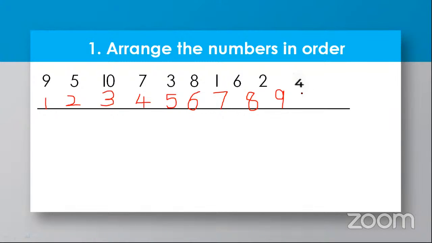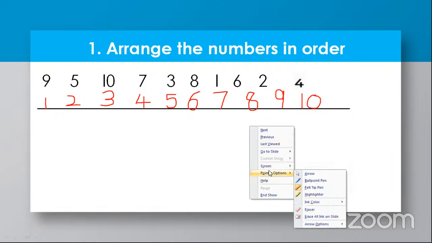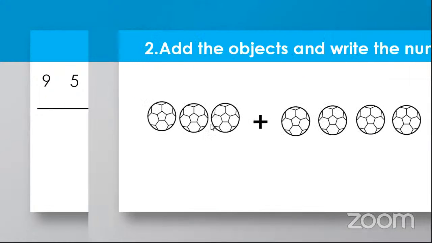And how do we write 10? We write 1 together with 0. So that's how we arrange the numbers in order. And the order of numbers is the order of counting. Arrange the numbers in order. I think you can see our number 1 was so easy. Let us move to the next.